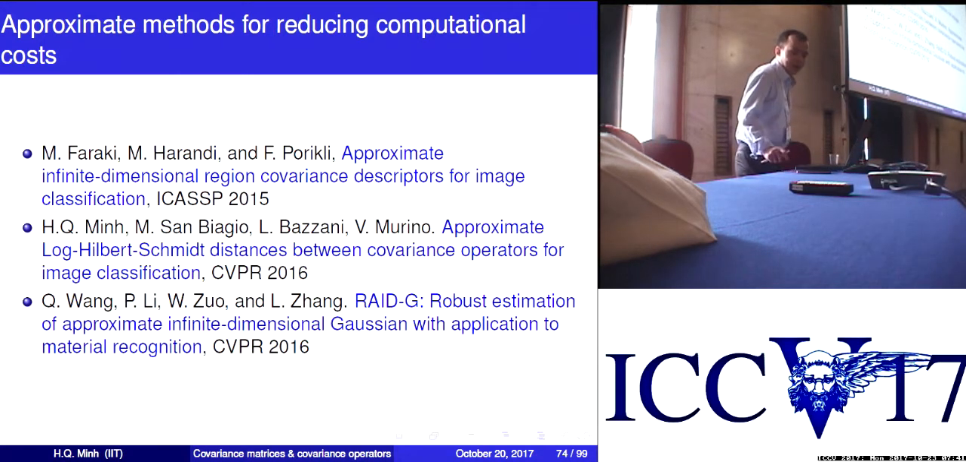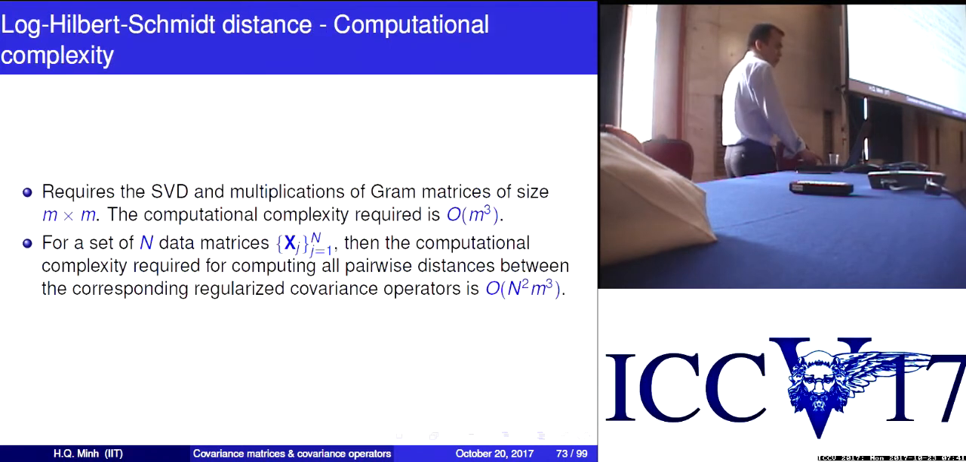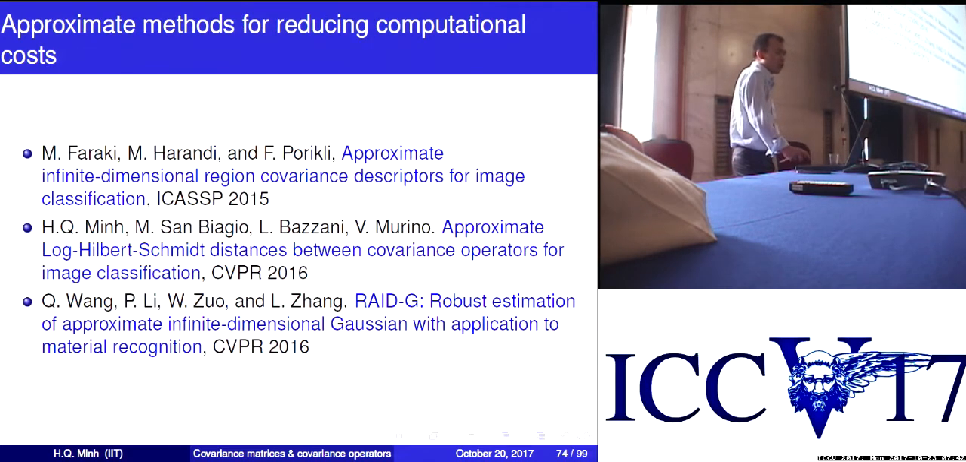Okay, I will not have time to talk about the approximate version, but let's talk about the computational complexity. We need to compute the SVD and the Gram matrices of size n by m, so it requires a computational complexity of O(m cubed). If we have a set of N data matrices, then the computational complexity for computing all of these pairwise distances is O(N squared m cubed). So if m is large, then it's quite expensive. I will not go into detail; I will talk about this in my next talk. But the computational complexity of this can be quite high.